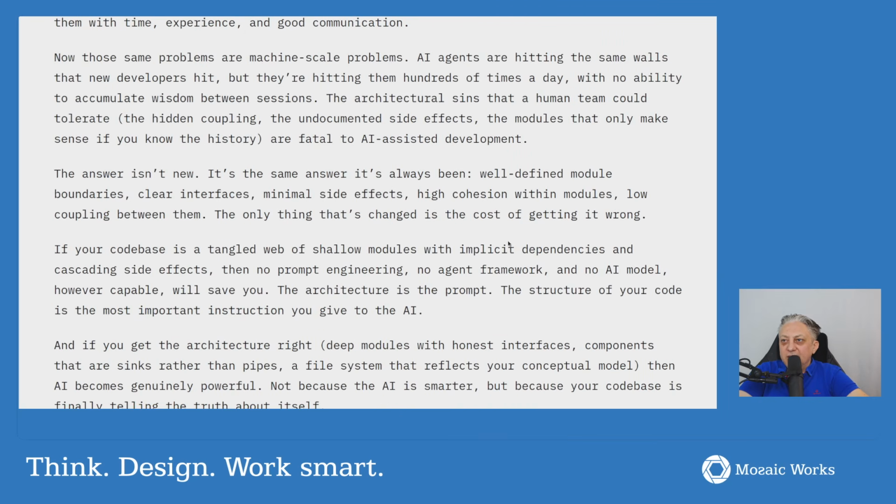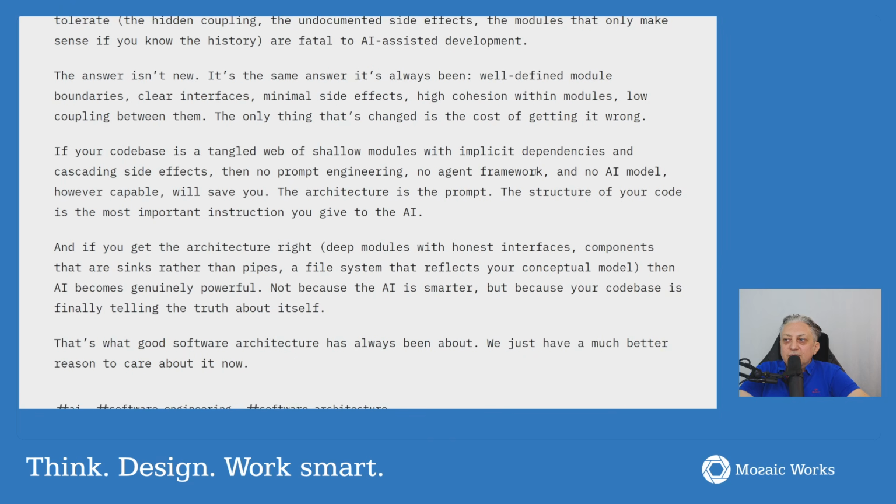AI agents are hitting the same walls the new developers hit, but they are hitting them hundreds of times a day. No ability to accumulate wisdom between sessions. The architectural sins that a human team could tolerate, the hidden coupling, the undocumented side effects, the modules that only make sense if you know the history, are fatal to AI-assisted development. The answer isn't new, it's the same answer it's always been. Well-defined module boundaries, clear interfaces, minimal side effects, high cohesion within modules, low coupling between them. The only thing that's changed is the cost of getting it wrong.